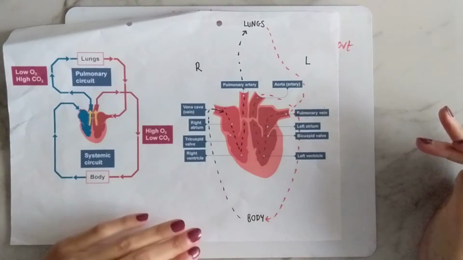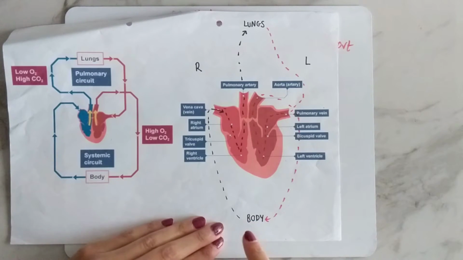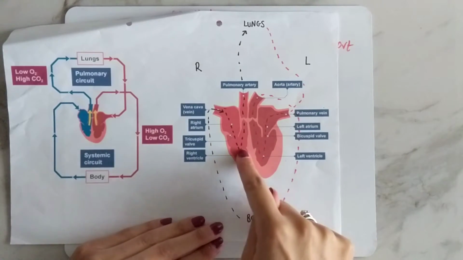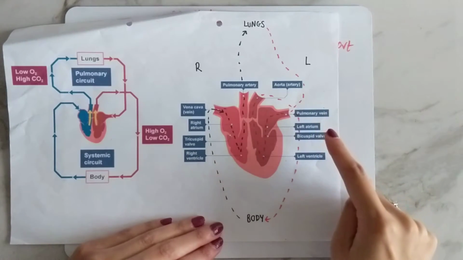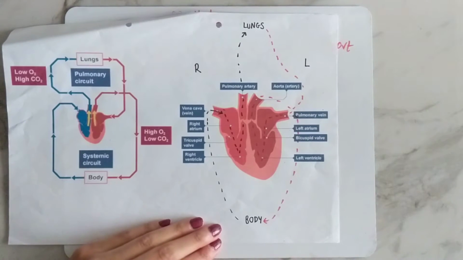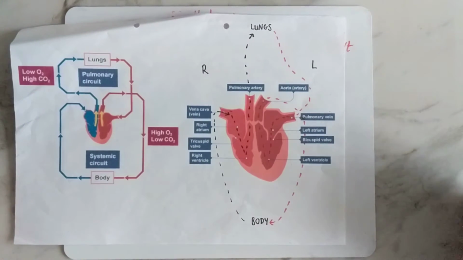So you do need to know the order. So I would memorise this as a flow chart, you know, body, vena cava, right atrium, tricuspid valve, right ventricle, pulmonary artery, lungs, pulmonary vein, left atrium, bicuspid valve, left ventricle, aorta, back to the body. So it's just one of those things you'll have to memorise. So really, really important to know those and know the order.